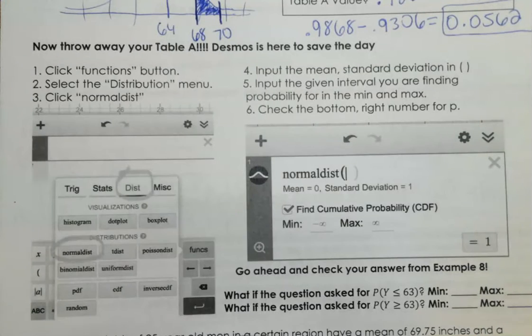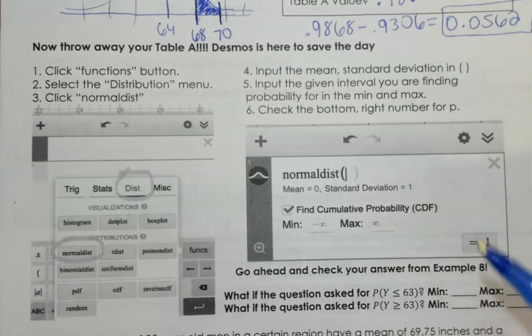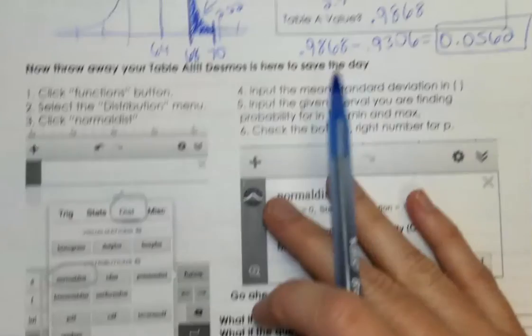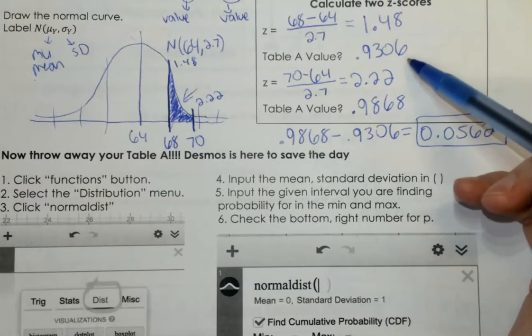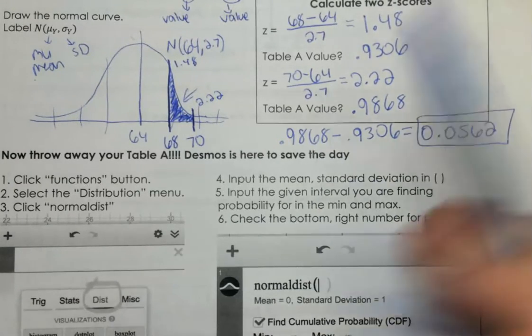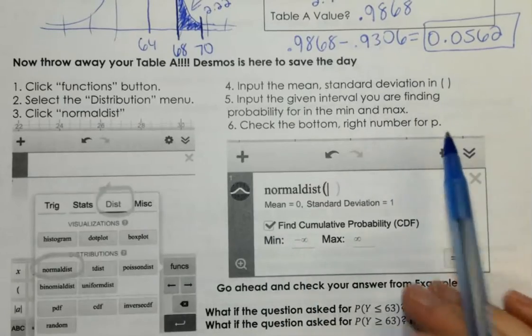So Desmos can give you normal distribution probabilities without looking up the table A. So you don't even need the table A anymore. You can do it in the Desmos app, and it will give you a more exact number, because up here we've been rounding, right? We rounded our z-score, and the table A values are rounding as well. So this will give us a more exact number.